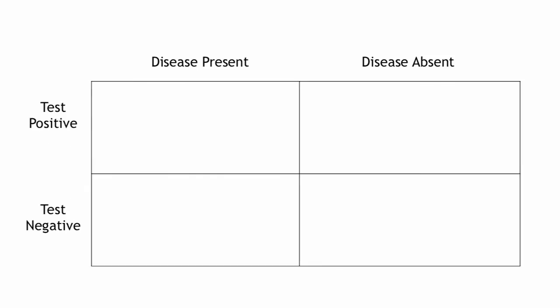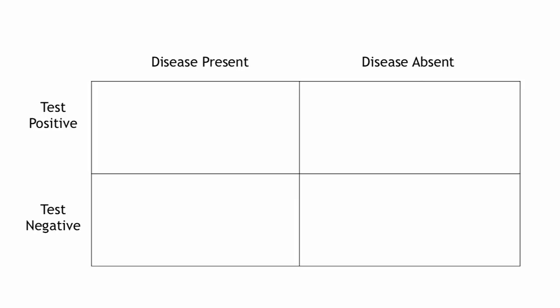So keeping all these statistics straight can be really confusing, even if you've seen them multiple times. And one tool I've found to be helpful is using these 2x2 tables. And you've probably seen these before. On the columns you have your disease is there or your disease is not, and then on the rows you have a test that's either positive or negative.